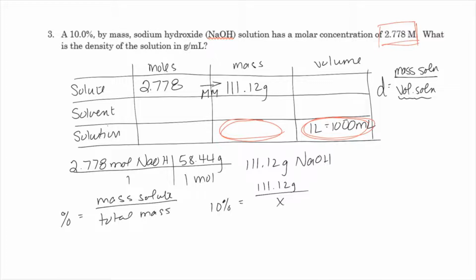Now be careful with your algebra. In order to solve for this, I need to take the mass, 111.12, divided by the 10%, or divided by 0.1. So my total mass is going to be 1,111.2 grams. And so that goes here.